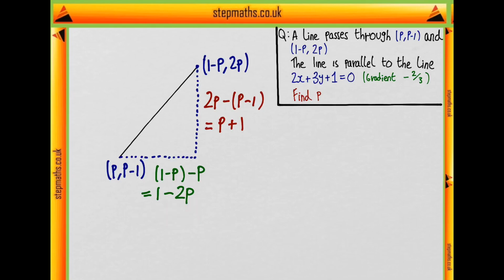And note the thing that mattered here was always starting with this minus this and never swapping the order. So we didn't do this minus this over this minus this, because that would mess it up. We've got to be consistent. So this is why we drew the diagram. But we've got a change in y over the change in x, and so we know my gradient is this, p plus 1 over 1 minus 2p. So we've got both the gradients of these, and we're almost there.